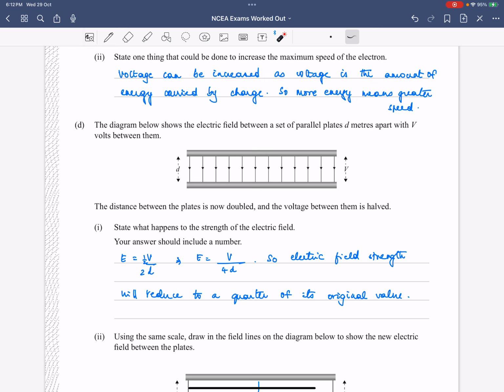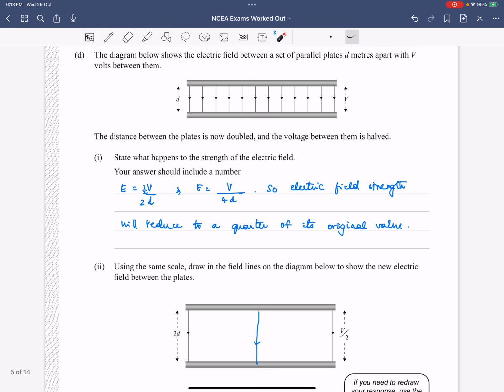Then the next question is, the diagram below shows the electrical field between a set of parallel plates d meters apart with V volts between them. So we've got letters, no numbers. The distance between the plates is now doubled, so the D becomes 2D and the voltage is half, so the V becomes half V. Now state what happens to the strength of the electric field.